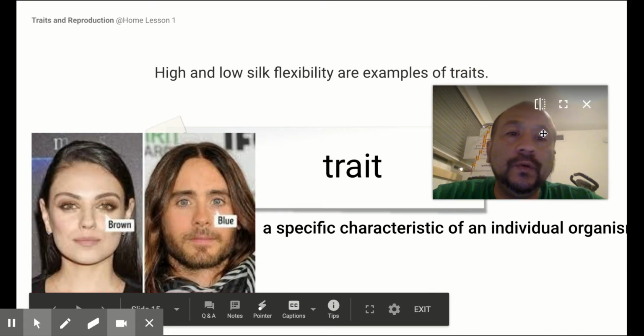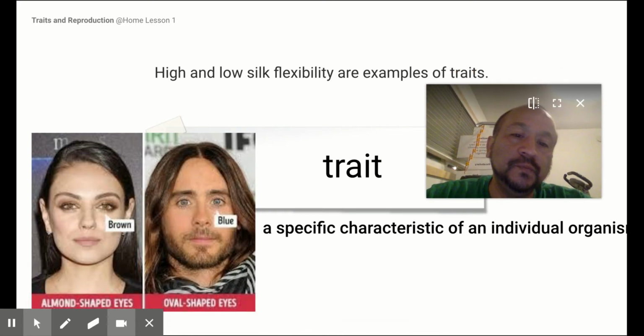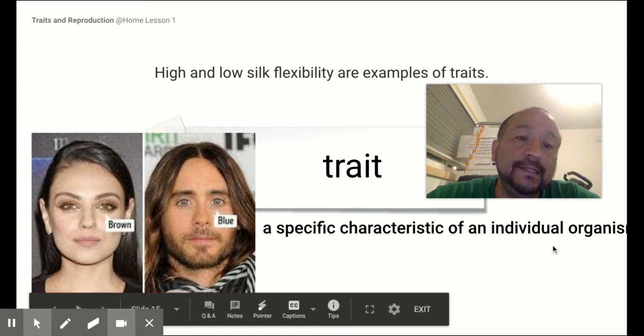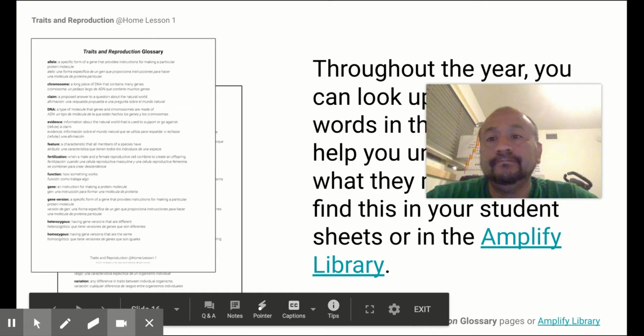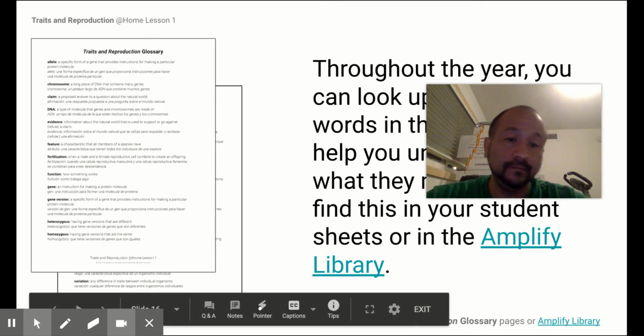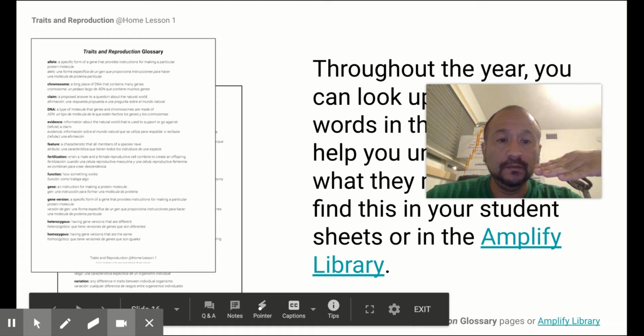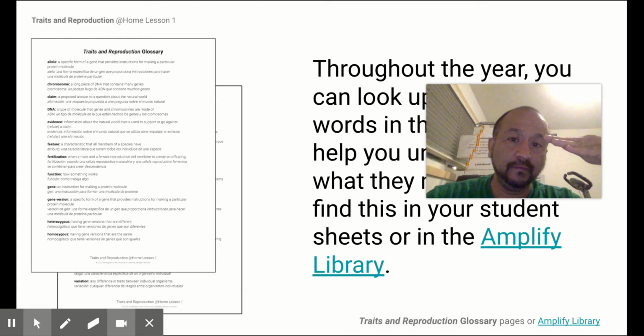And we also have traits, which is a specific characteristic of an individual organism, like our eyes. Some people have brown eyes, some people have blue eyes. That is a trait. And for spiders, it would be high flexibility, low flexibility, medium flexibility.